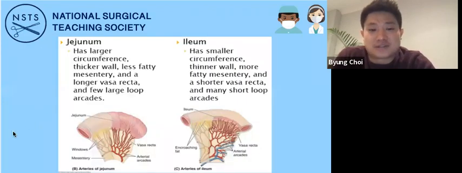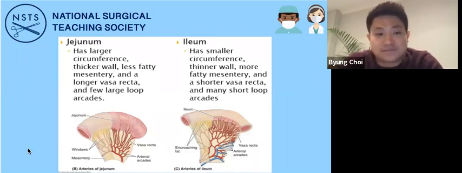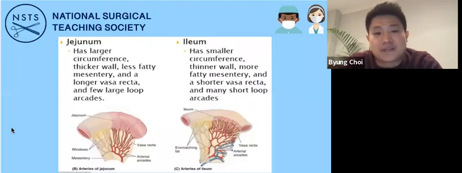This will show you better. It's larger, bigger circumference, thicker walled, and it's less fatty. And along its omentum, they have longer vasa recta, which essentially these options in C confirmed, okay? And it has fewer arterial arcades, okay? So long vasa recta with fewer arcades, whereas it's the converse in the ileum.